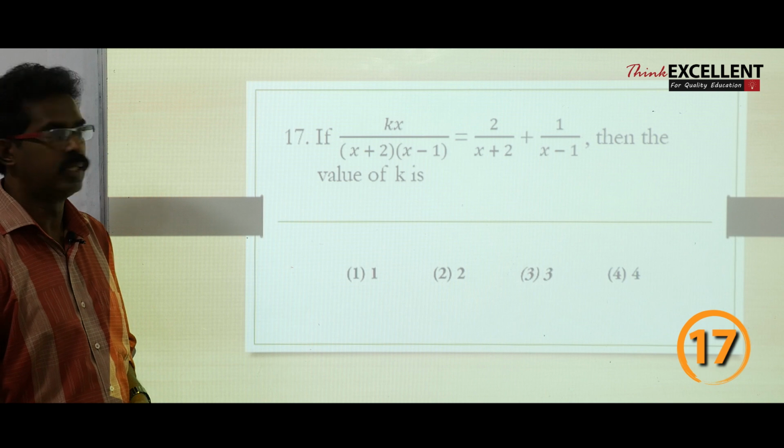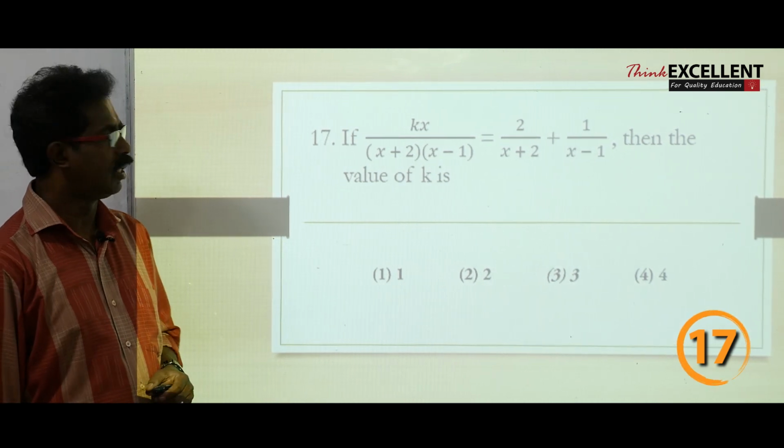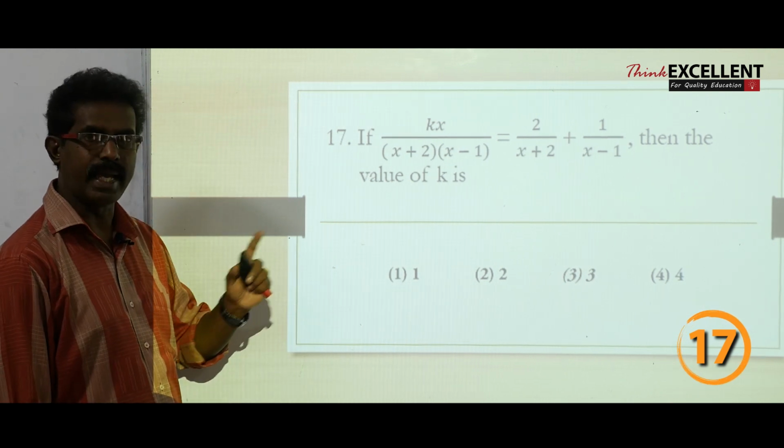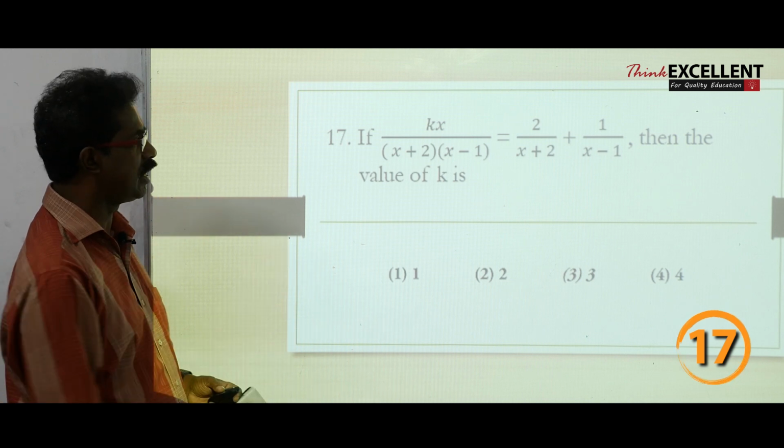17th question, partial fractions, it is the first type. Denominator factorizable, so A by first factor, B by second factor. It is given in the correct form. There is an unknown k, they asked to find the k value.